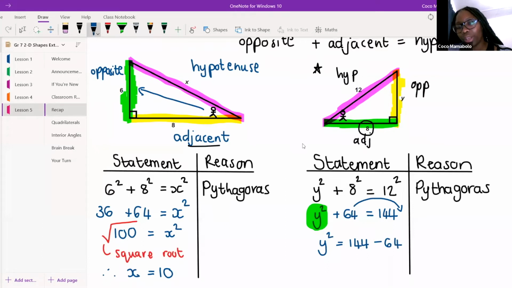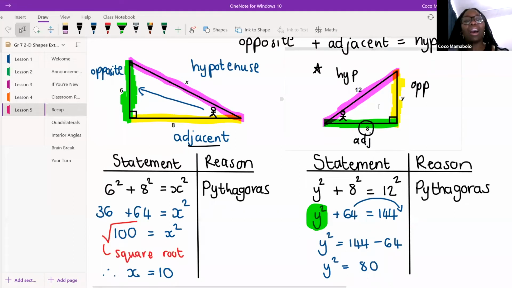Can you do some quick maths for me and tell me what is 144 minus 64? Well done, Kawe. Kawe and Omolemo just put the answer in the chat. 80. Good, it's 80. y squared is equal to 80. Amazing. So well done. Amazing stuff, Yvani. Can you mute for me, please, my sweetie?